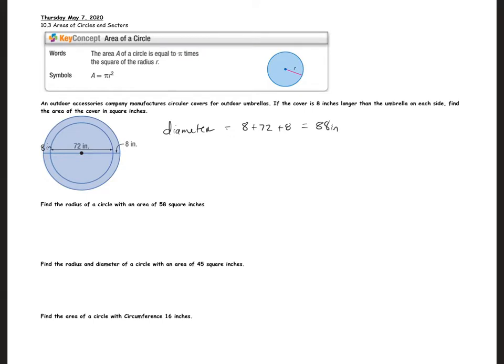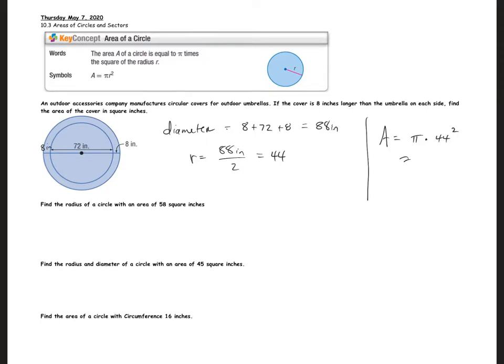And now I need to take that 88 inches and divide it by 2 to find the radius. So the radius is equal to 44 now. So in order to find the area, I'm going to take area is equal to pi times that 44 squared. So all you have to do now is square 44 and then multiply that by pi.